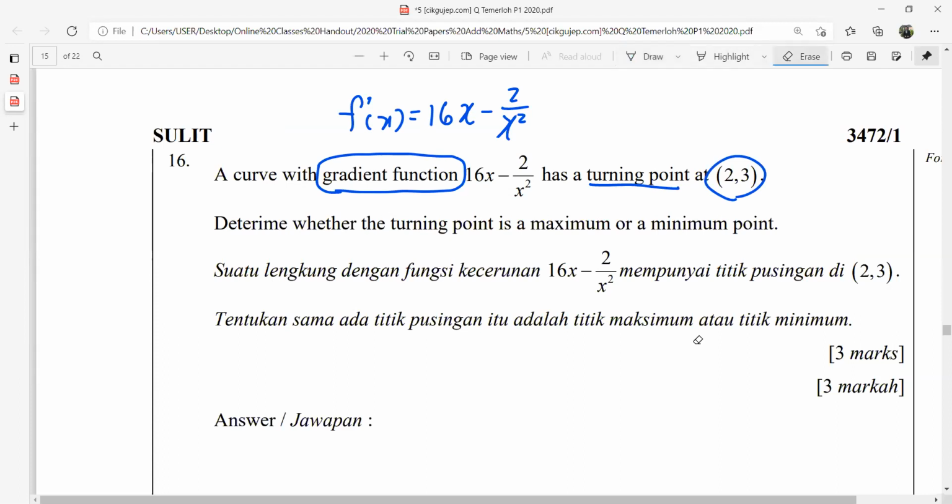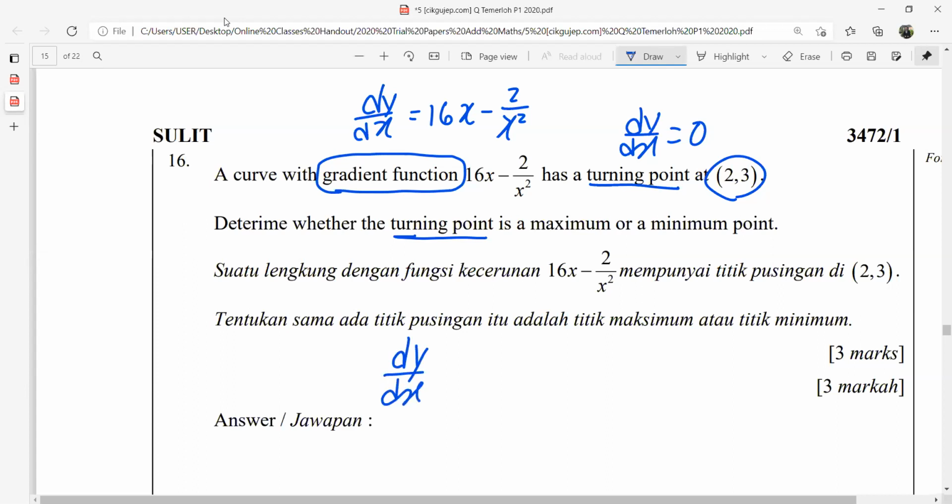So you prefer dy dx or you want to have f prime x? It's the same. Turning point means directly equals 0, when you differentiate it. So determine is it a maximum or minimum? They want you to find the turning point. What you should do is what? Differentiate one more time. So second derivative. Before you go further, to talk about whether it's maximum or minimum, you can differentiate one more time.